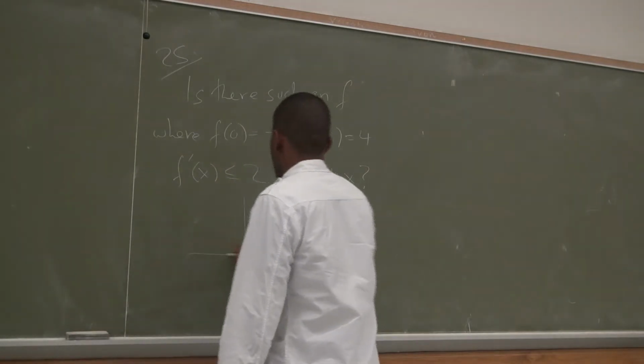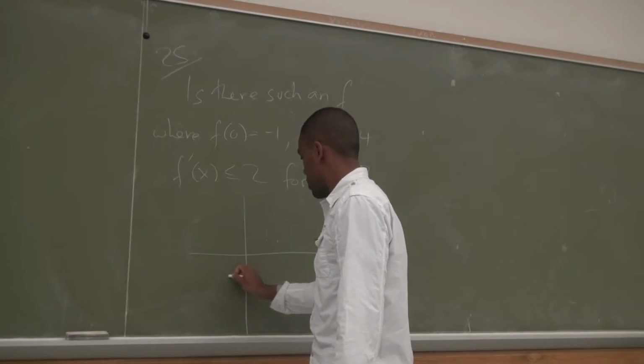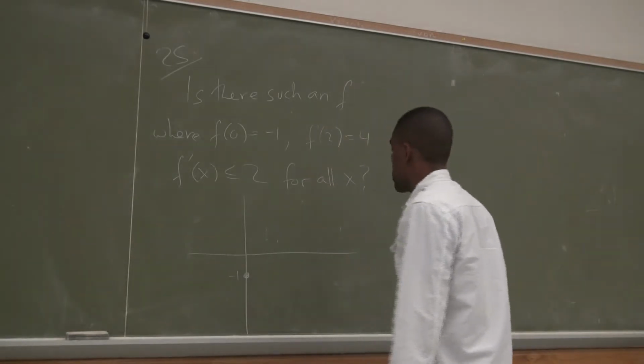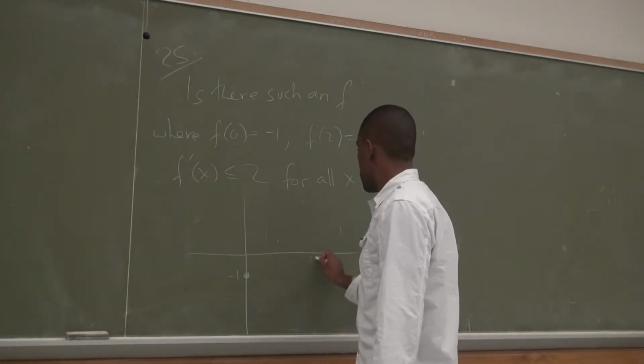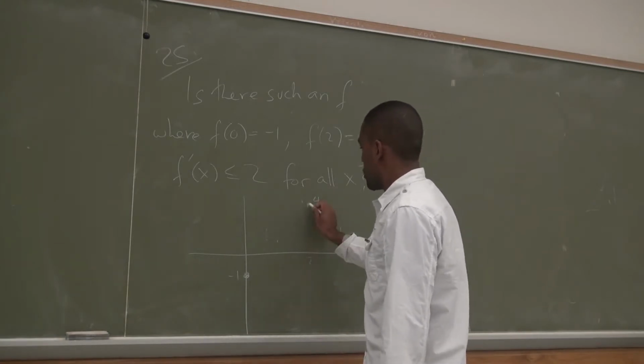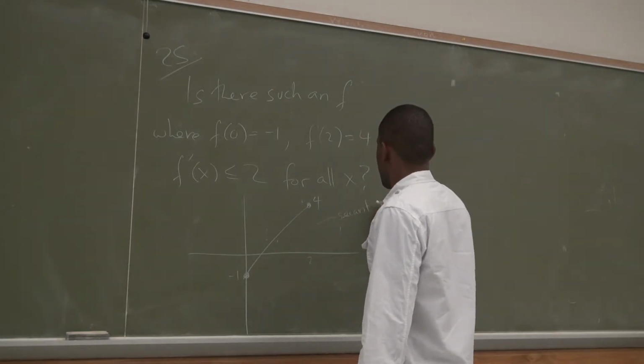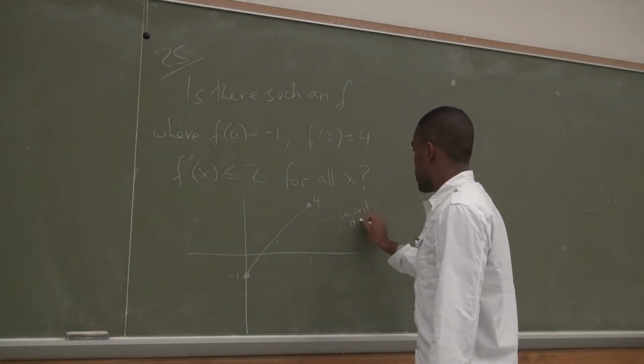Okay, so we know that when x is 0, the y value is -1. And we also know that when x is 2, the y value is 4. So this here is the secant line. Its slope is the average rate of change.